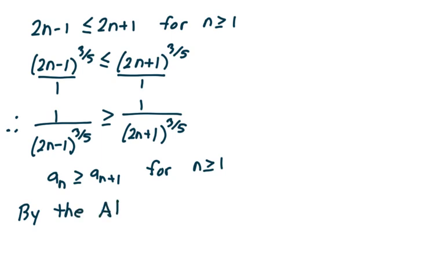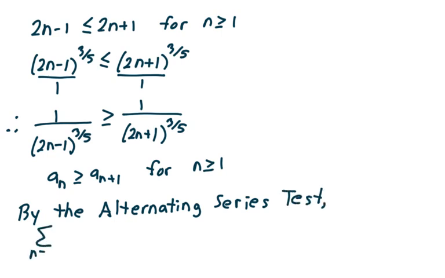alternating series test, the summation from n equal 1 to infinity of (-1)^(n-1) divided by (2n-1)^(3/5) converges.